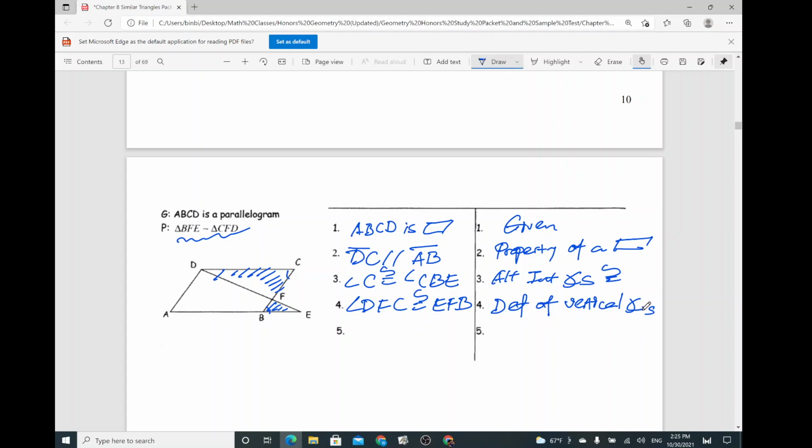And then statement number 5, just state that triangle BFE is similar to triangle CFD, by angle-angle. Because one thing that we showed is that the alternate interior angles are congruent, and also the vertical angles are congruent as well. So therefore, by using the angle-angle theorem, we can state those two triangles are similar.